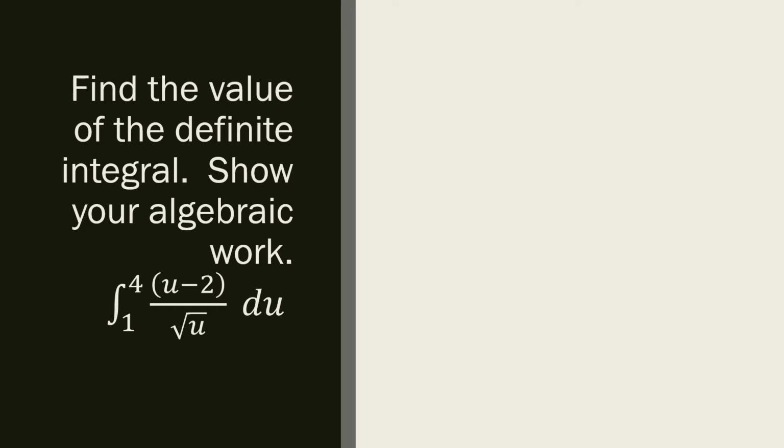All right, so for this example, we're going from 1 to 4 of (u minus 2) over the square root of u du. Again, working this out, trying to integrate it, I'm probably going to clean it up first by dividing and conquering or splitting it up. And so I have u over square root of u minus 2 over square root of u. Now again, I would work this out a little bit more before I actually integrate it by simplifying my exponents.